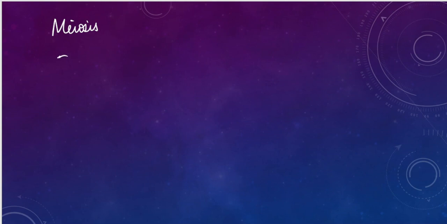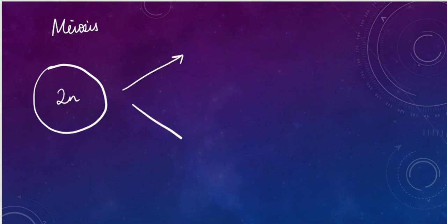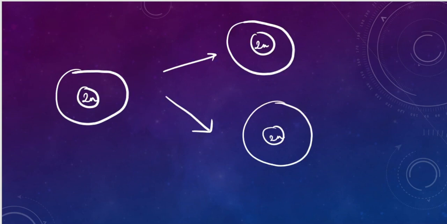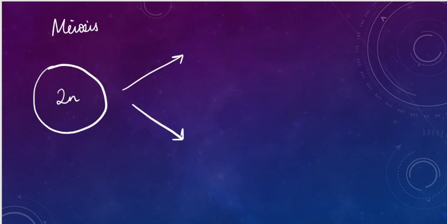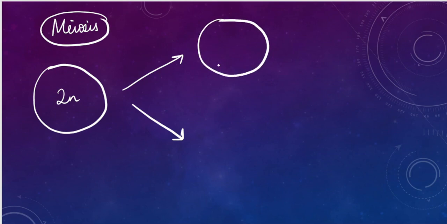Let's see this. I have taken one cell which is diploid, and this cell undergoes nuclear division. This is the same thing which we had done here, so I'm not repeating this. See, again the nucleus will divide and the cytoplasm will also divide. But what is the difference between meiosis and mitosis? Let's see. There will be a division of the cell.